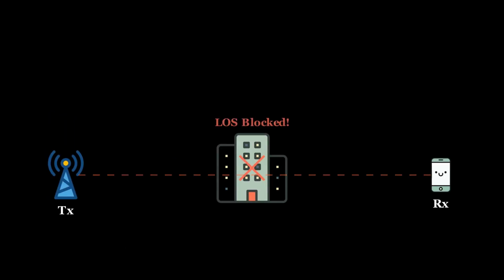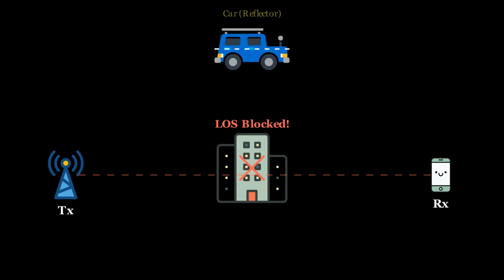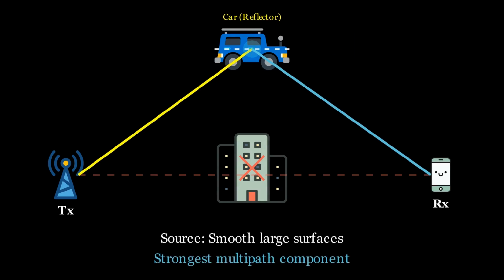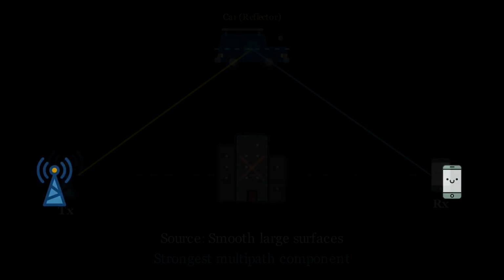First mechanism, reflection. When a signal hits a large, smooth surface like a car, it bounces off, just like light in a mirror. The angle going in equals the angle coming out. Simple. Reflected paths are usually the strongest multipath components. They carry significant energy.